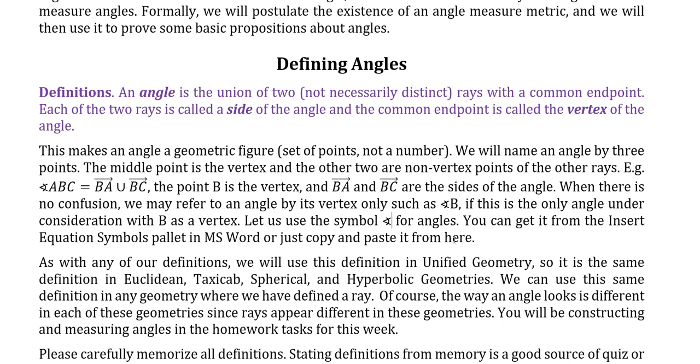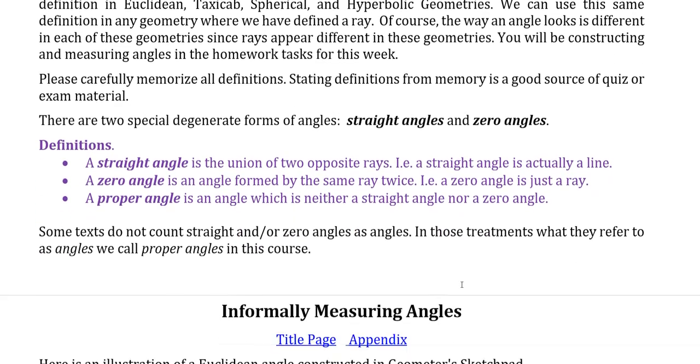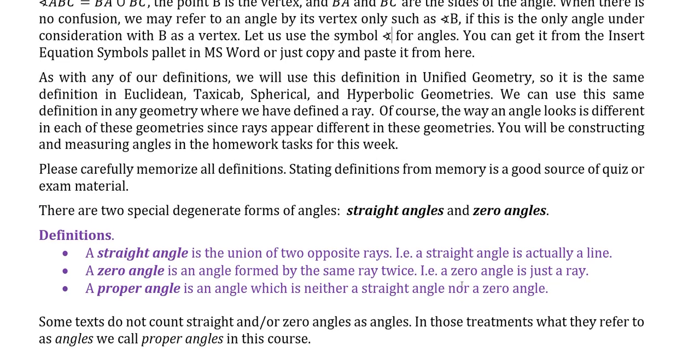So in general, please carefully memorize all definitions. Stating definitions from memory is always a good source for quiz or test questions. Now there are two special degenerate forms of angles, straight angles and zero angles. So let's define these things.